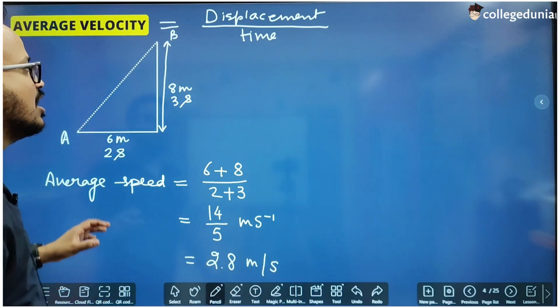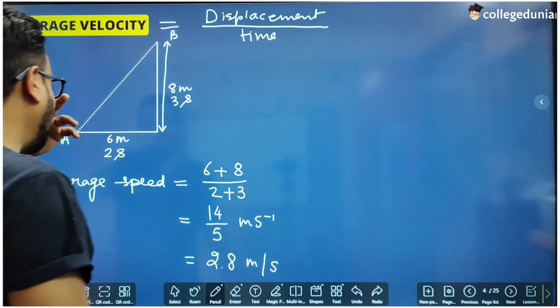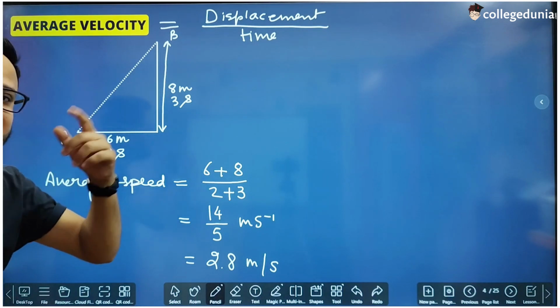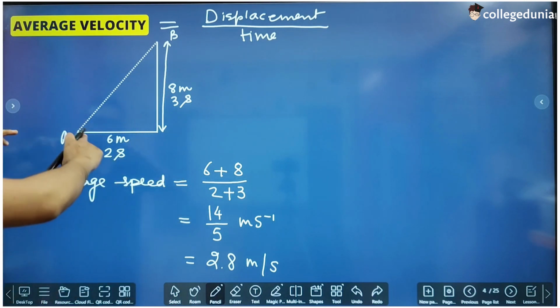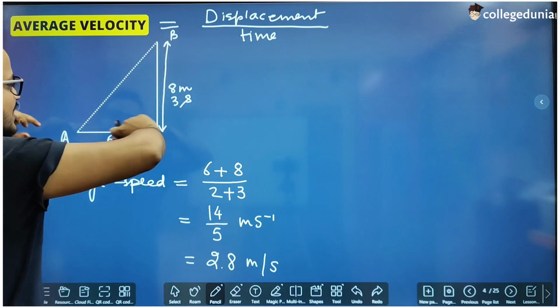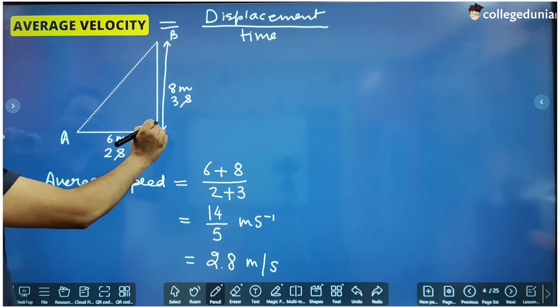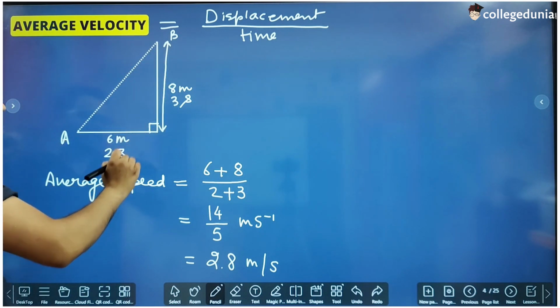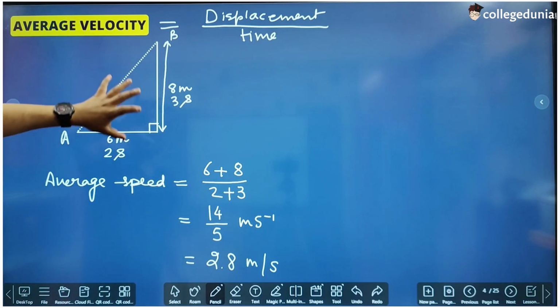That is average speed. So what is average velocity? Average velocity is displacement over time. So what is the displacement AB? It is given that the body has taken a turn at 90-degree angle. So this is a right angle triangle.